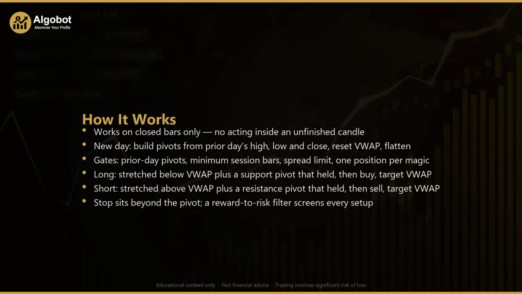The central pivot point, the first and second resistance levels above it, and the first and second support levels below it. It also resets its VWAP calculation because VWAP is anchored to the session and starts fresh each day. Any position still open is flattened at this daily roll, since the levels are about to reset. As each bar closes, the EA rolls the VWAP forward and updates the average true range. It then checks a few gates.